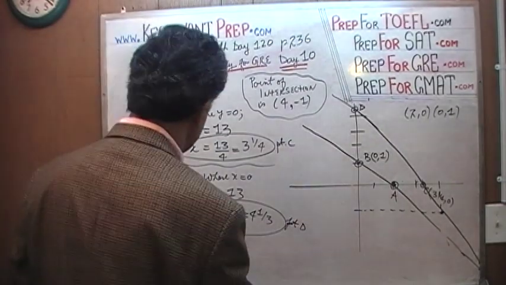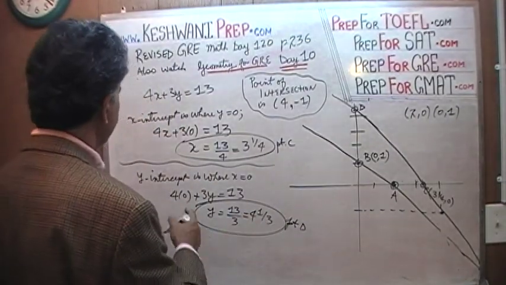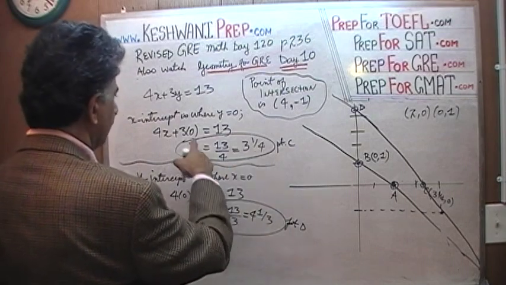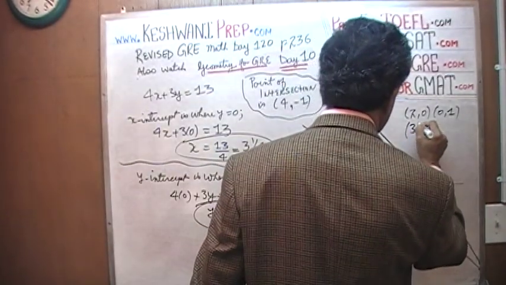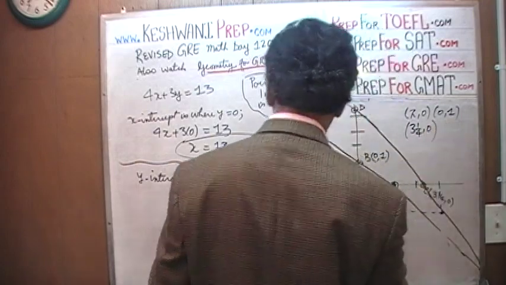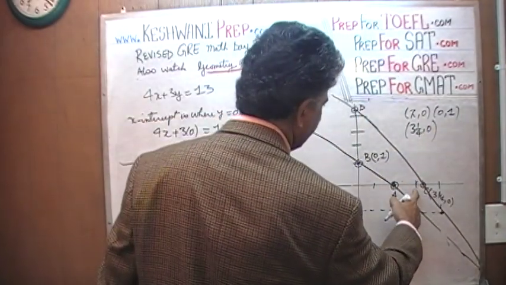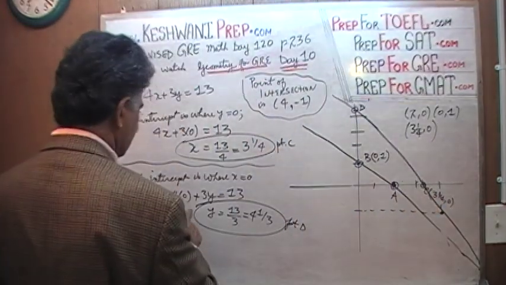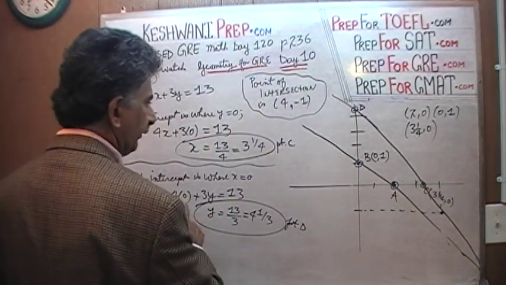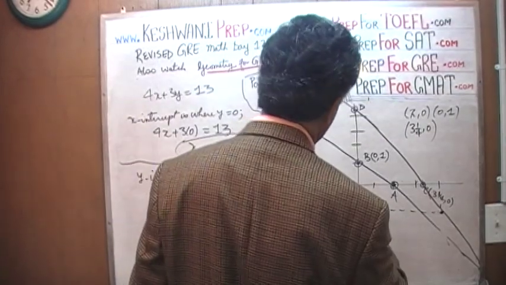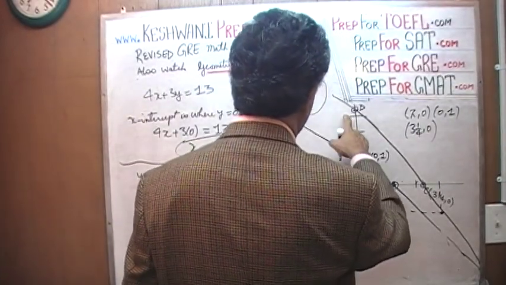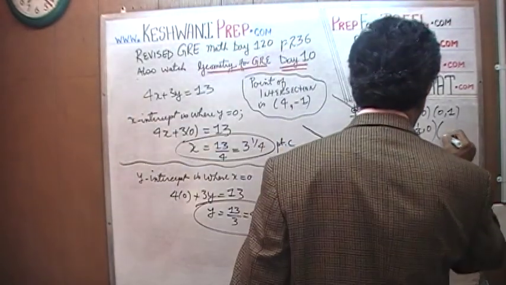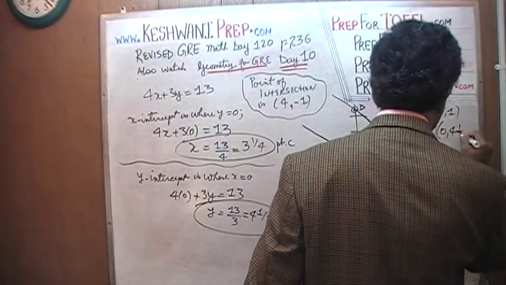The second one was, so that was our first line. The second line we just found 3 and a quarter when y is 0. 3 and a quarter, 1, 2, 3 and a quarter, y is 0 right here. And 4 and a third when x is 0. When x is 0, it's 4 and a third. 1, 2, 3, 4, 4 and a third.